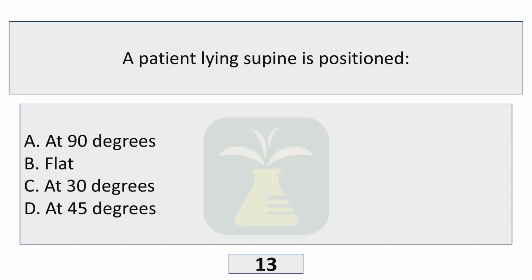A patient lying supine is positioned: A. At 90 degrees. B. Flat. C. At 30 degrees. D. At 45 degrees. Correct answer, B. Flat. Supine means lying horizontally on the back.